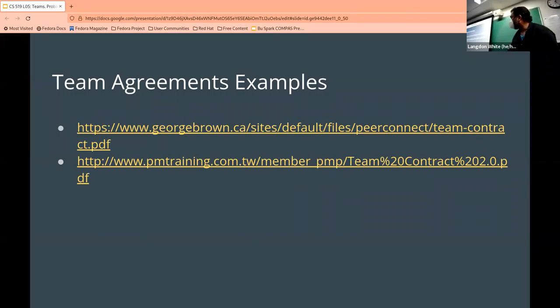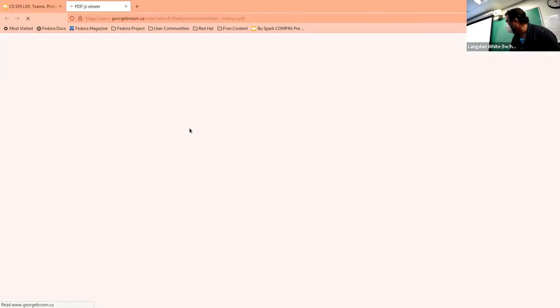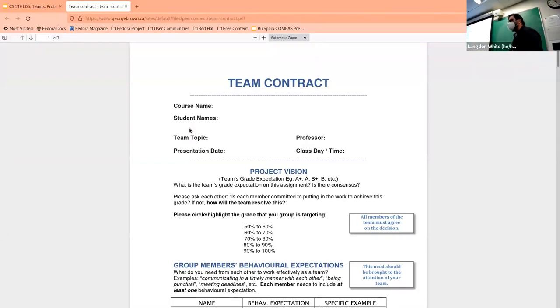Cool. So what we want to talk about now is a couple of examples of team agreements, because hopefully we'll have enough time. It's just to show you some, and basically this is random Googling. I read through them and thought they were pretty good. There are kind of two different styles of doing this.